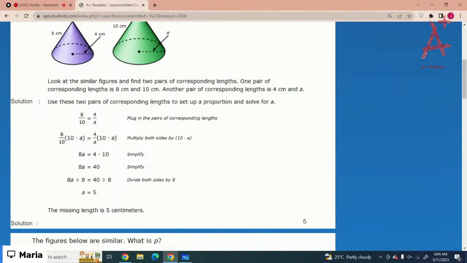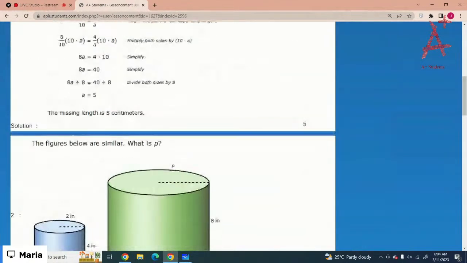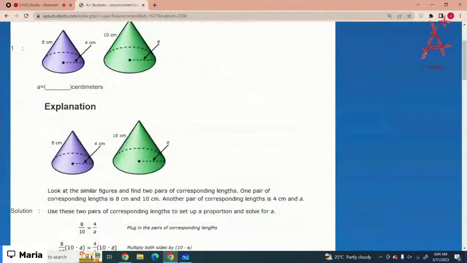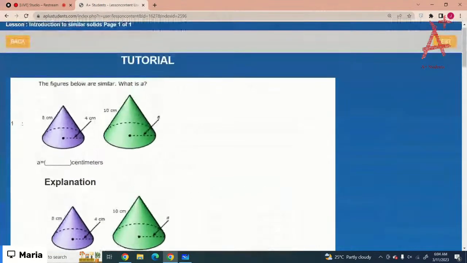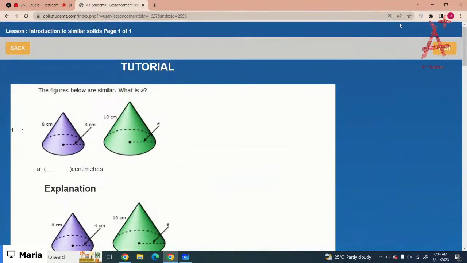So the proportion is 8 by 10 equals 4 over A. Just multiply both sides by 10A because you have to remove both the denominators. So it would be left with 8A equals 10 times 4. 10 times 4 is 40. So 8A equals 40. So A equals 5. Got it? So whenever you need to work on these similar figures, just form a proportion between their corresponding sides and you can find the missing side length. Let's just start with the test questions.